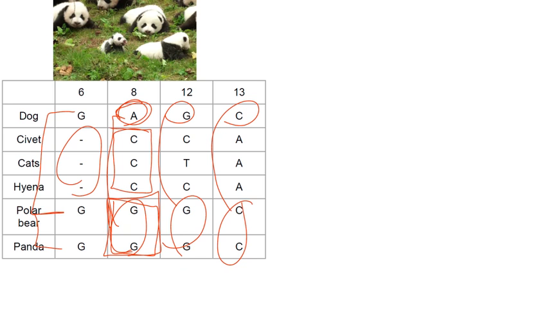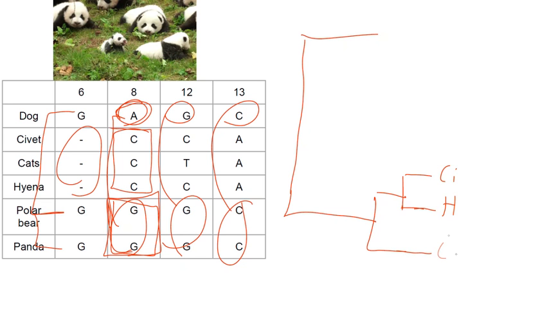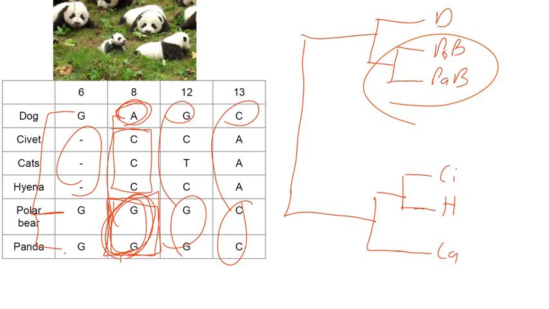So think about how you would draw this. We would have our main branches here. Our feliforms would look something like this: civets, hyena, cat. And then our bears, and this hypothesis makes sense. Polar bear would go here, and then panda bears. Pandas are bears. Go up there, and dogs are up there. So this trait here, position 8, groups together the polar bear and the panda, forming this clade here.